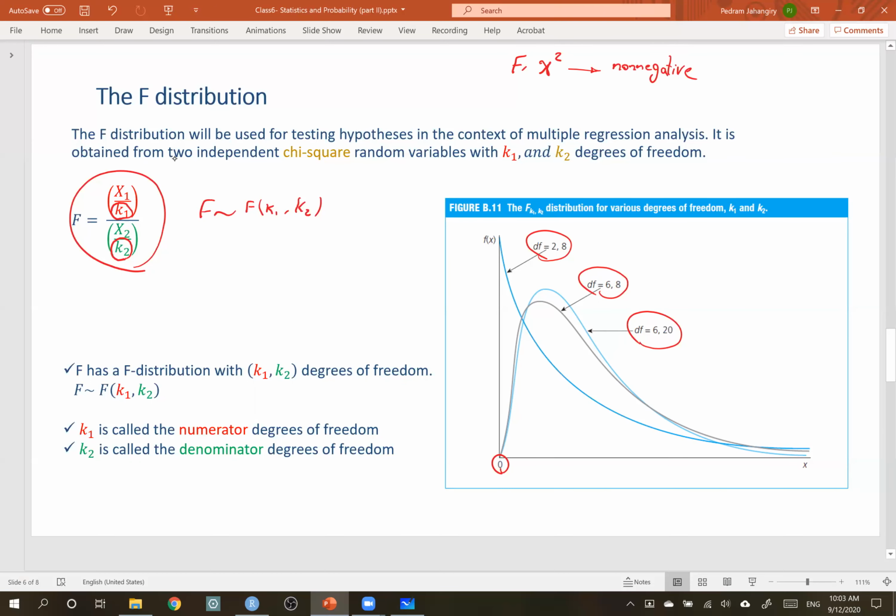Positive does not include zero. So if you see me using non-negative and positive interchangeably for this type of thing, it really doesn't matter because zero is not going to play an important role there. It always looks like this. These are the things I want you to remember. So we say F has an F distribution with K1, K2 degrees of freedom. K1 is called the numerator degrees of freedom, and K2 is called the denominator degrees of freedom.